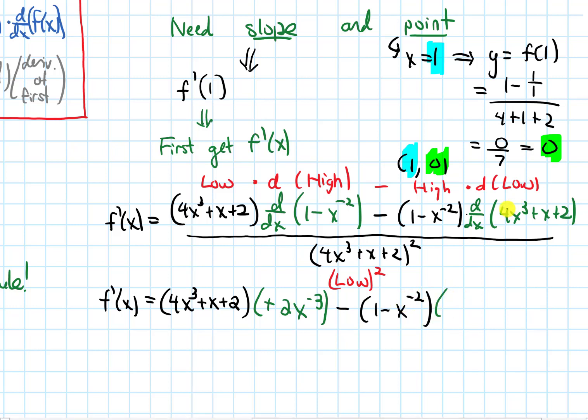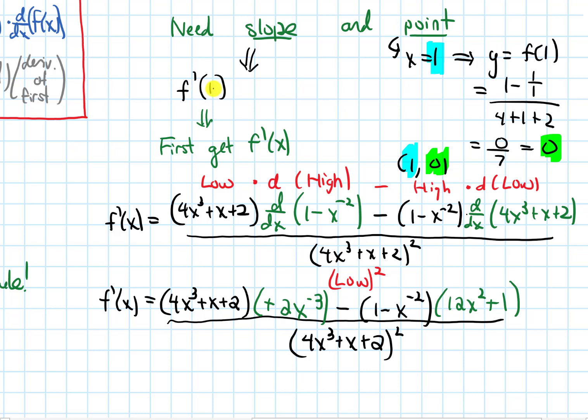And for this next derivative, it's just a bunch of quick ones. 4x to the third, that derivative is 12x squared, and derivative of x is 1. The derivative of 2 is 0 because it's constant. All right, so we have this all over the denominator squared, all over 4x to the third plus x plus 2 being squared.